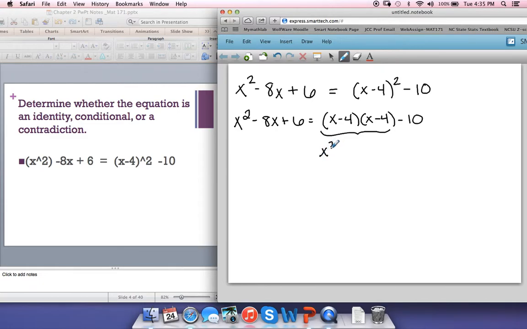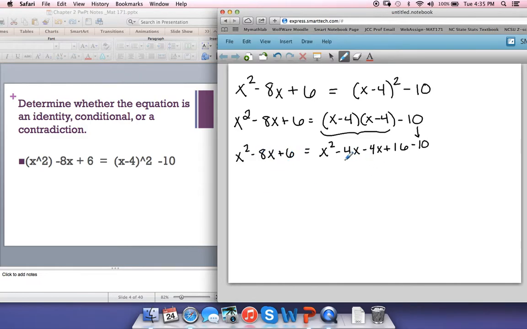So first is x times x. Outer is x times negative 4. Inner is negative 4 times x. And last is negative 4 times negative 4, which is a positive 16. I'm going to bring down the minus 10. And the other side's already solved for me, so I don't really have to do anything. There's no simplification that can be done.